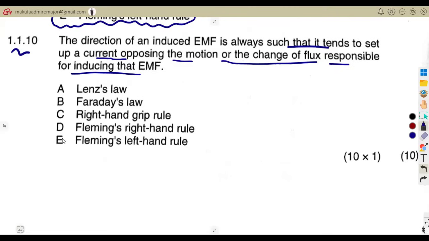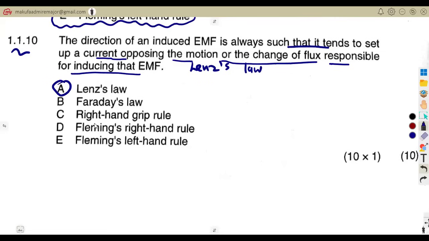Which of the laws or the rules talks of the direction of induced EMF always such that it tends to set up a current opposing the motion? You're talking of what? The Lenz's law. This is the one that we are going to consider there. So meaning to say, according to our answers, the best answer was going to be A.